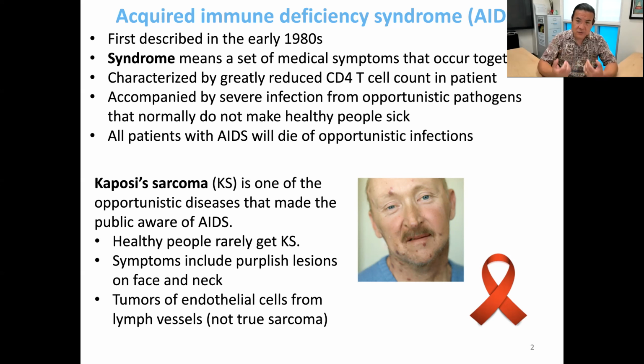KS was something that normally wasn't a real presence in terms of public health concerns, but in the early 1980s, epidemiologists and clinicians began to see more and more KS cases. And that was really how the public became aware of AIDS.